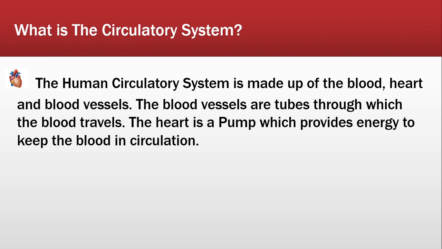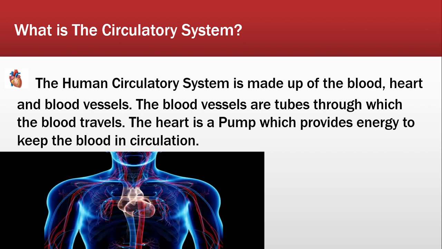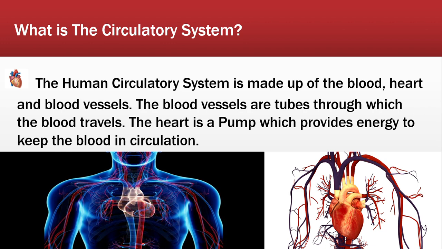The blood vessels are tubes through which the blood travels. The heart is a pump which provides energy to keep the blood in circulation. So, in the picture below, you will be able to see how the circulatory system works. And even in the second picture, you will be able to see the parts of the circulatory system like the heart, blood vessels, arteries, veins.